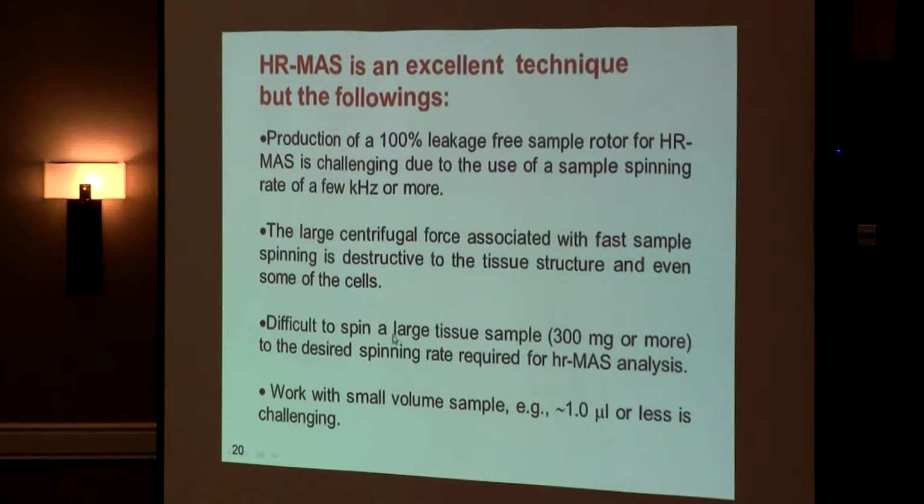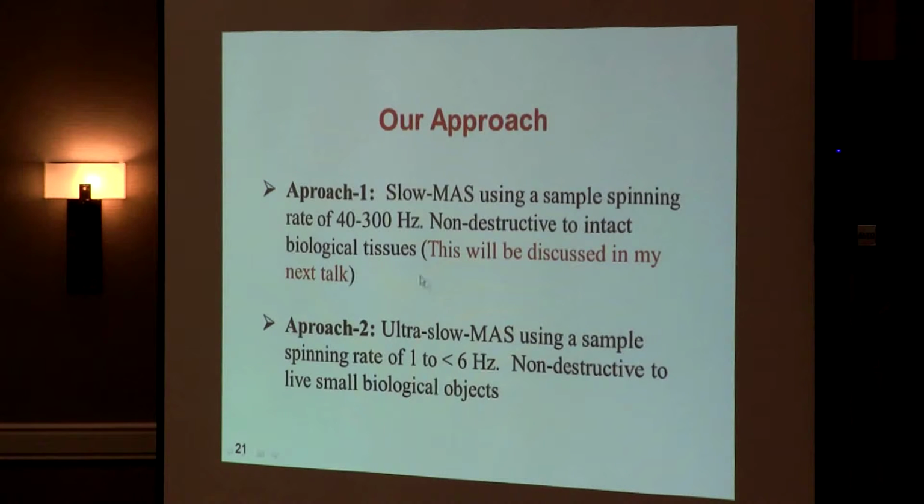It's easy to do. Also, if you spin a tissue sample slowly, you can put a big chunk of tissue in for the spinning experiment, so you can work with a range of sample sizes from very small to very big. So we have two approaches. One is we spin sufficiently slow, but it's still not viable for live biological objects such as laboratory animals like laboratory mice. I'm going to talk about that later. For now, I'm going to talk about approach 2, that is, we use ultra slow magic angle spinning.